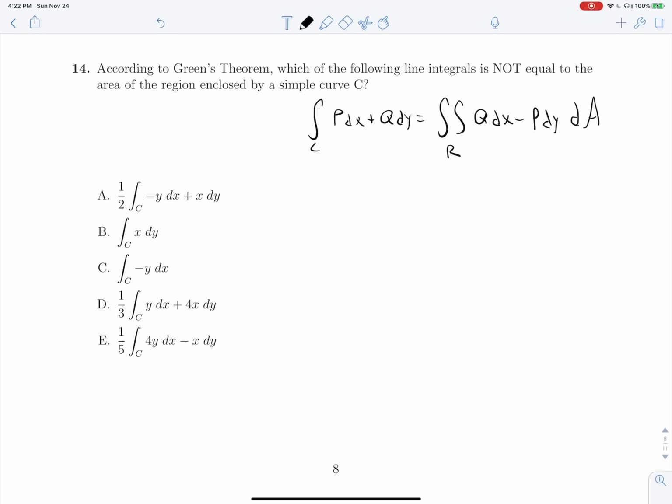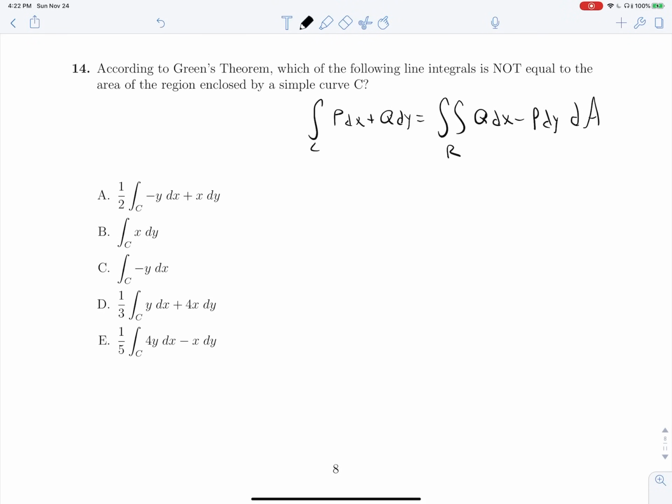And so we can use this fact to answer these questions over here, because essentially what we'll be looking for is, when we apply Green's theorem to these, we want these integrands multiplied by the coefficient out here to work out to 1. Because if we end up with the double integral over R of 1 dA, well, that's just the same thing as the area of the region times 1.